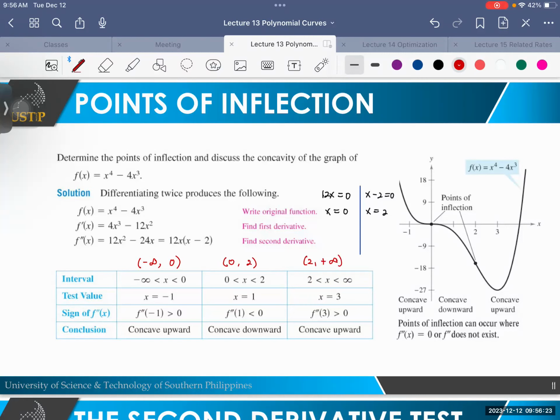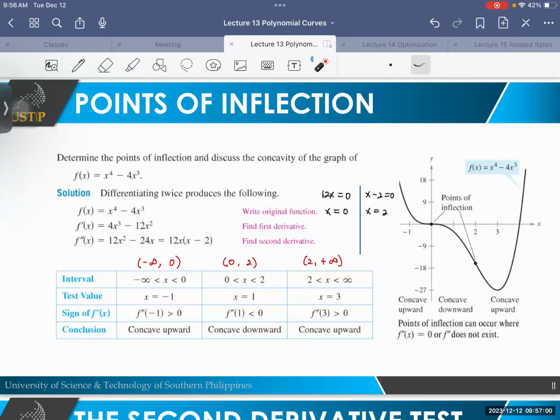Okay. So, same process. We get the test values, random numbers between that interval. So we have -1. Then f double prime of -1 is a positive value. So, conclusion na to, concave upward. From 0 to 2, we have 1. So f double prime of 1 is a negative value. So concave downward. Okay. And then the last interval, we have 2 to positive infinity. x is equal to 3 itong value class. So f double prime of 3 is a positive value, concave upward.